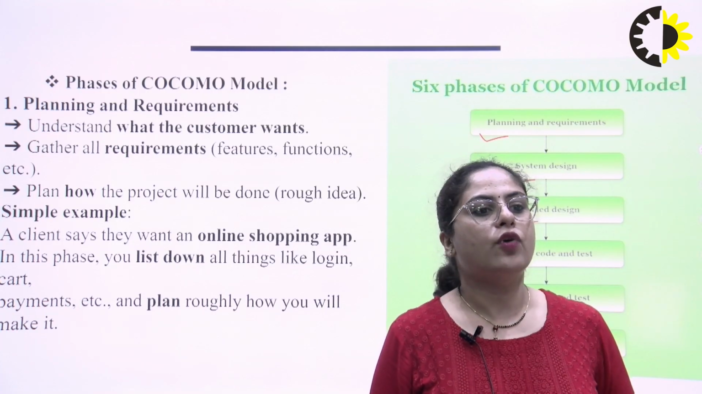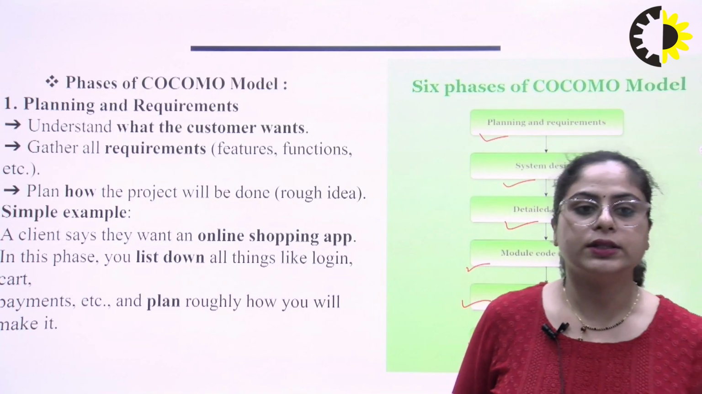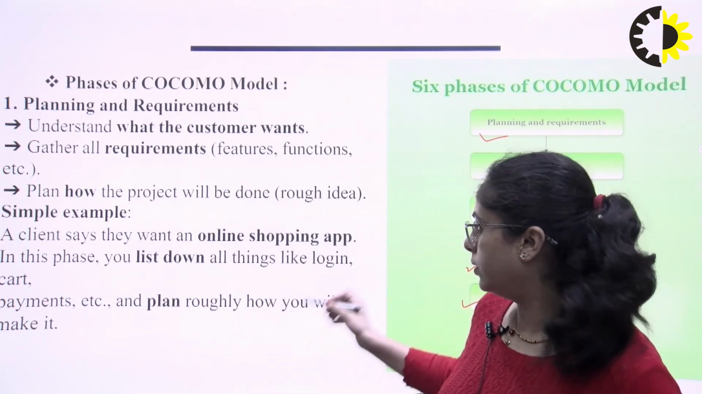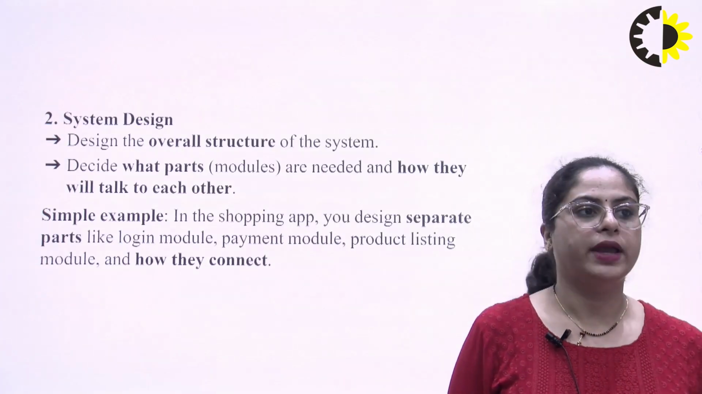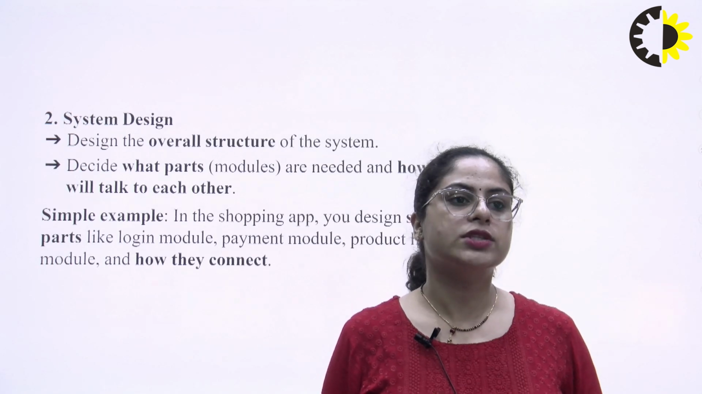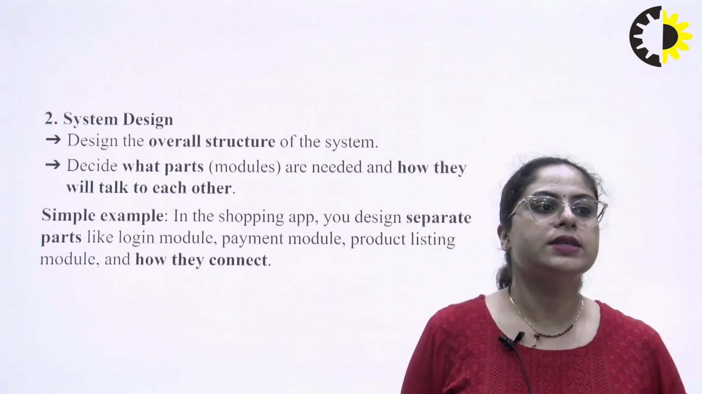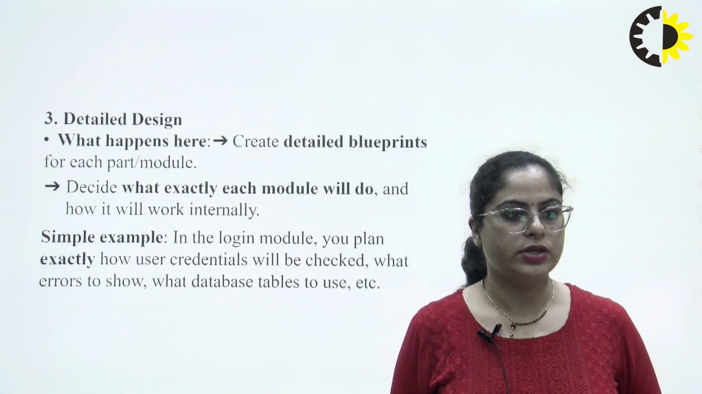Say the client says they want an online shopping app. In this phase, you list down all the things like login, cart, payments etc. and plan roughly how you will make it. System design designs the overall structure of the system. It decides what parts are needed and how they will talk to each other.